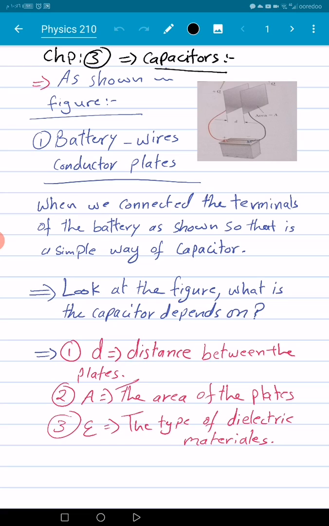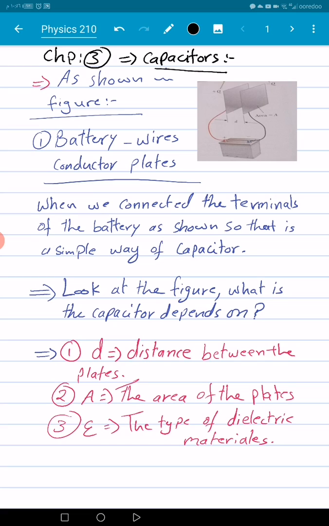So this chapter 3 is about capacitors. As you see in the figure, we have a battery as a source. We have plates, one plate and another plate, two plates, and we need a wire connecting the high voltage to one plate and the low voltage to the other plate. This is a simple way to connect or produce a capacitor. It's a very easy way. So from this figure you can give a definition of the capacitor.